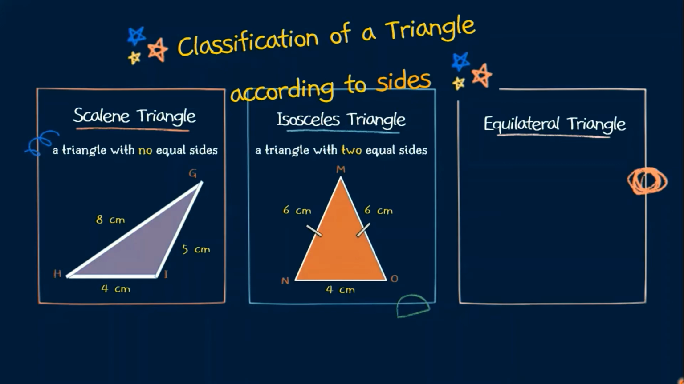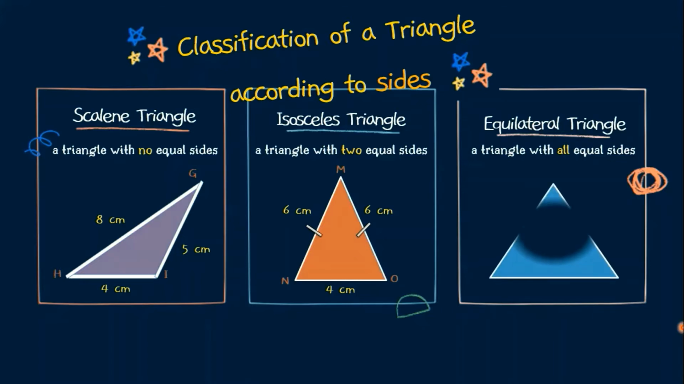Last, we have the Equilateral Triangle. It's a triangle with all equal sides. Equilateral, from the word itself, equi pertaining to equal, and then lateral, it pertains to sides. So therefore, equal sides. This is an example of the Equilateral Triangle.